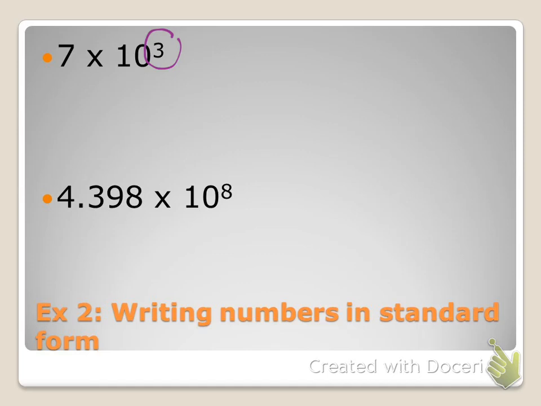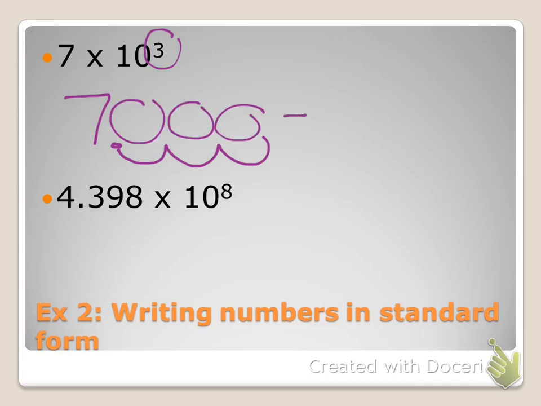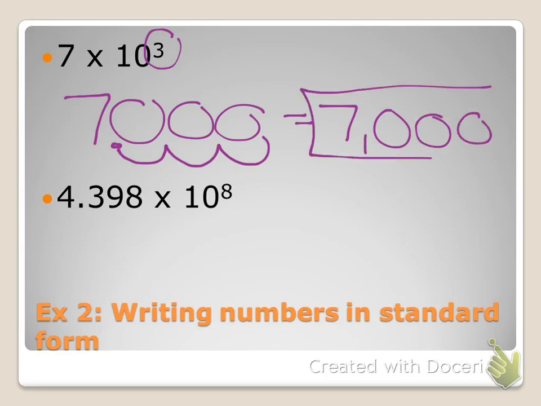So the exponent will tell me how many decimal places to expand the number by. Okay? So I have a 7. Where is the decimal with the 7? Just a 7. Where's the decimal? Where is it? It's behind it, right? Okay? So the 3 tells me to expand this number by 3 decimal places. 1, 2, 3, and fill in the zeros. And so my answer is 7,000. Okay? That would be in standard form.